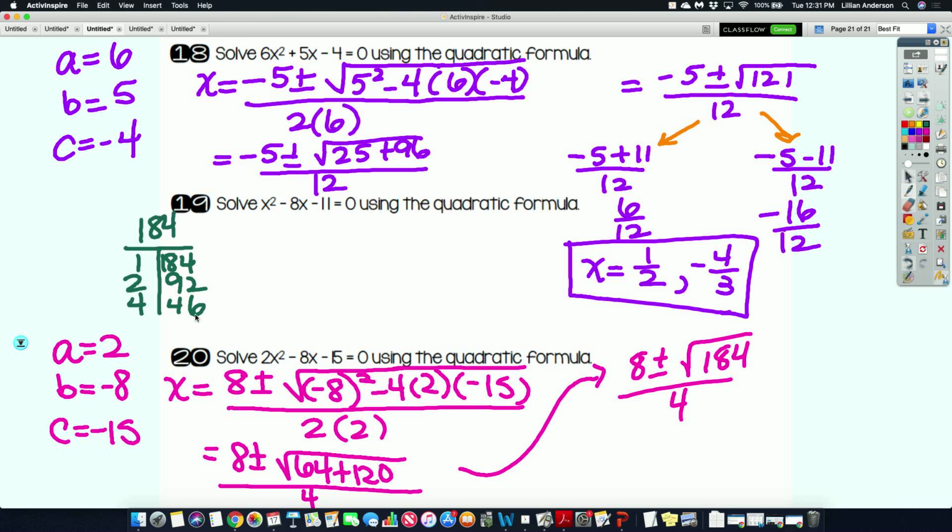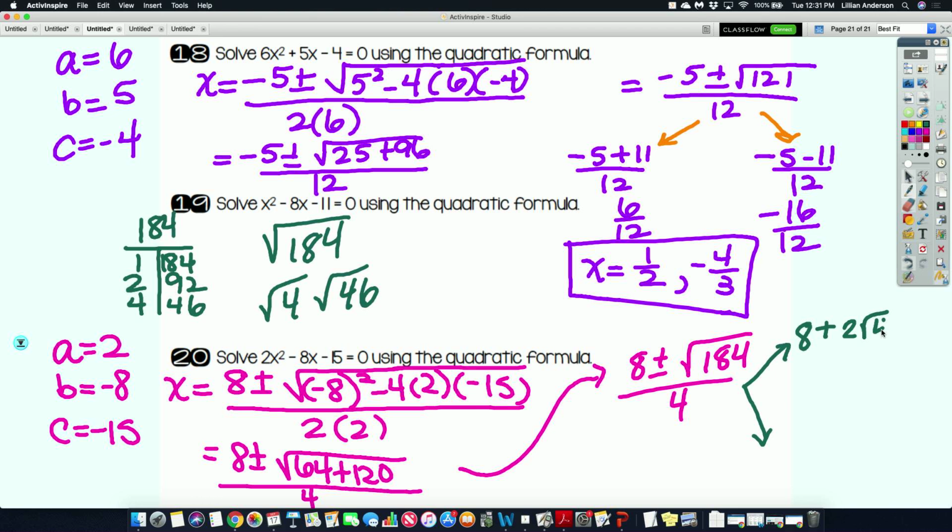4. So the square root of 184 breaks down to be the square root of 4 times the square root of 46. What's the square root of 4? 2. So this becomes 8 plus or minus 2 root 46 over 4, and then 8 minus 2 square root of 46.